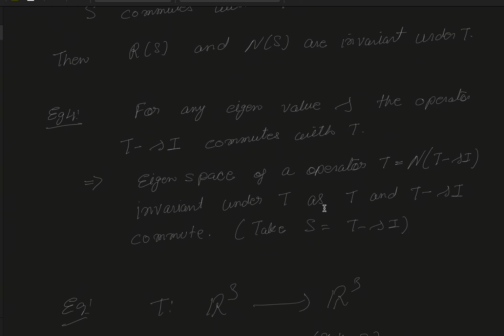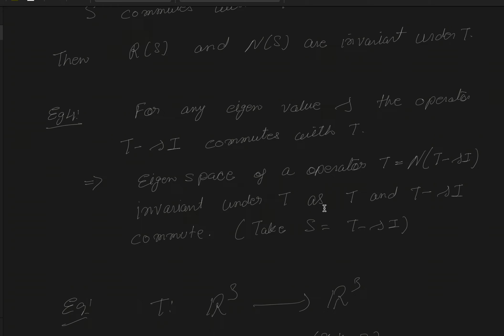So there are two ways. Either you can take S equal to T minus lambda I, and then we can say that ST equals TS, and that is why the range of S and nullity of S are invariant, and the nullity of S is nothing but the eigenspace. Or directly we can say that since the eigenspace is nothing but the nullity of T minus lambda I, and we have seen that the nullity of an operator is invariant, the eigenspace is again invariant.